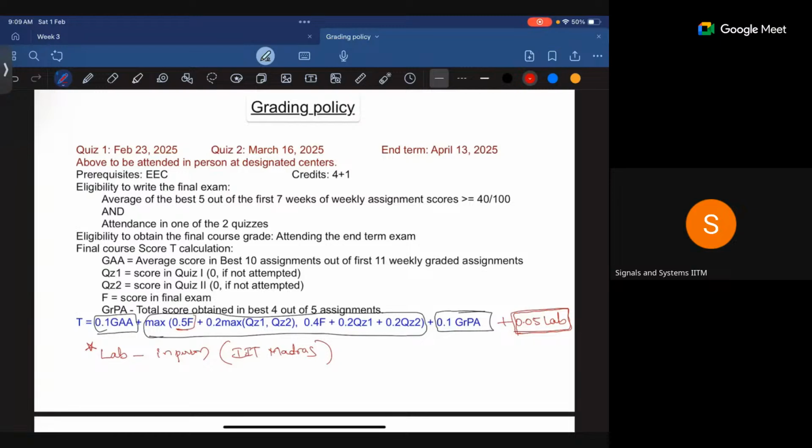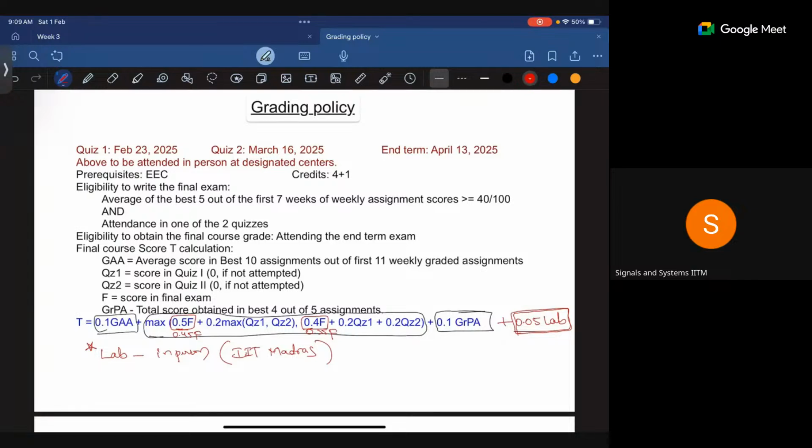So your final exams will not be 0.5F or 0.4F. They will be 0.45 and here 0.35. Okay. So in the final component, we are reducing 5% and we are just adding it to the lab component. Okay.